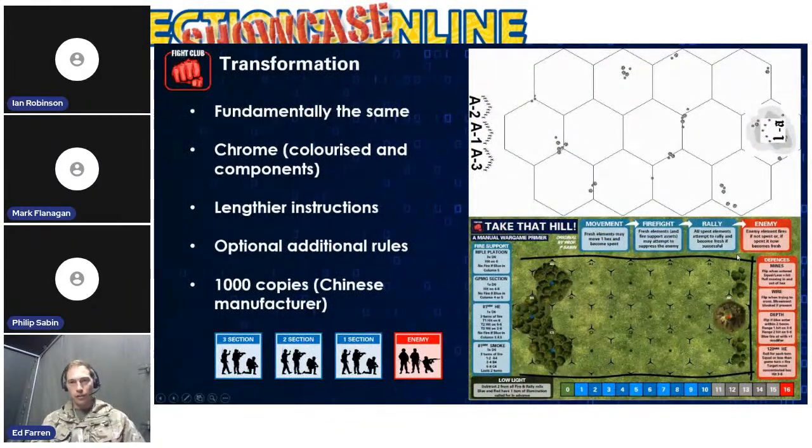So in terms of transformation, at the top you have the game as designed by Phil, and at the bottom is the final product as delivered by UKFC.